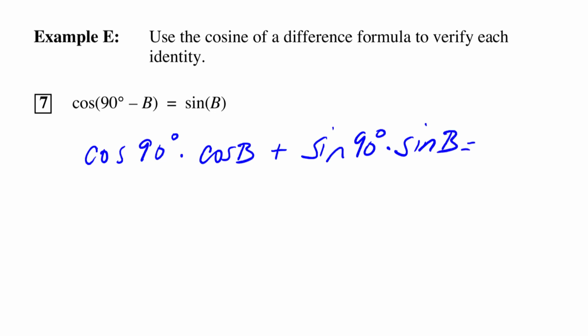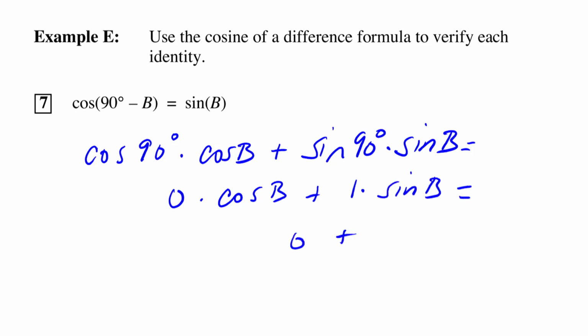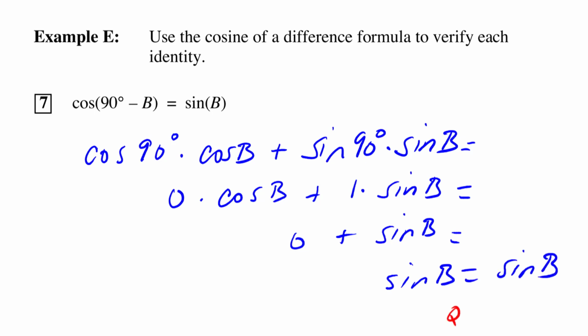We can evaluate a couple of them. Cosine of 90 degrees is 0 times cosine B, plus the sine of 90 degrees is 1 times sine B. Of course, 0 times cosine B is just 0, and 1 times sine B is just sine B. And when we add 0 plus sine B, well, we get what we're supposed to get. Sine B equals sine B, QED.